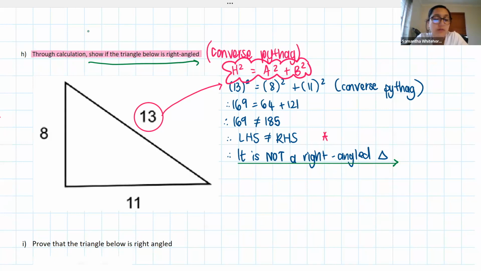Alrighty, so converse Pythag allows us to prove whether or not a triangle is right angled. So let's take our screenshots. If anyone has any questions, now's the time to raise your hand and ask.